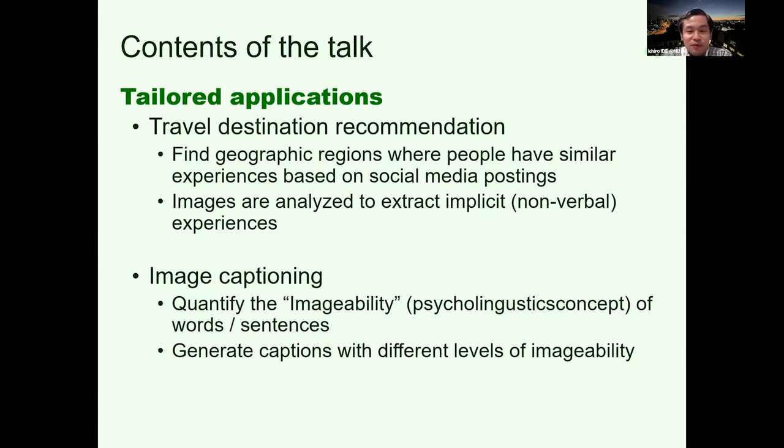The second one is rather general. The first one is to find geographic regions where people have similar experiences based on social media posting. Based on what people post on the web, we think that is what people are interested in at those locations. The images are analyzed to extract implicit, non-verbal experiences. We could have explicit annotations, but we think there are implicit things that are not hidden, but apparent in the images, yet not really annotated or written down. We would like to make use of those. It's roughly like the atmosphere, stuff like that.